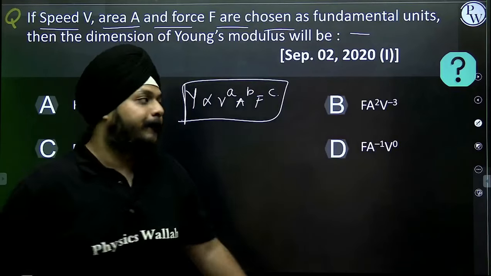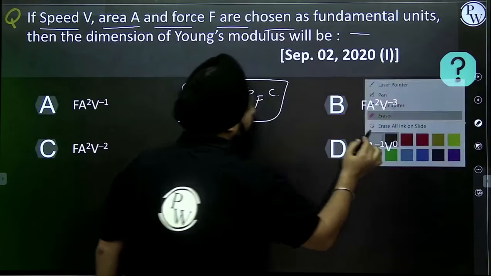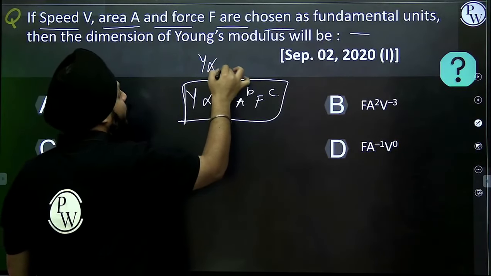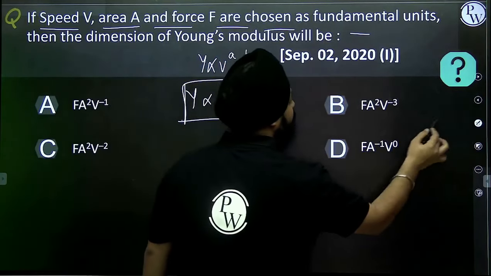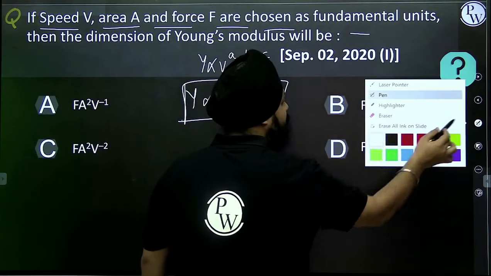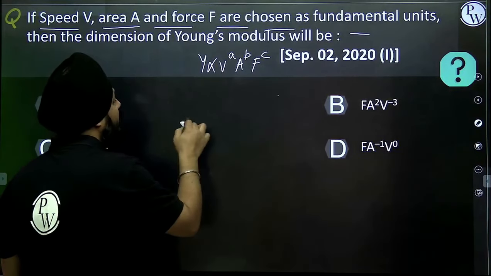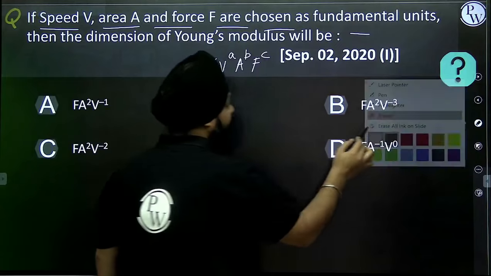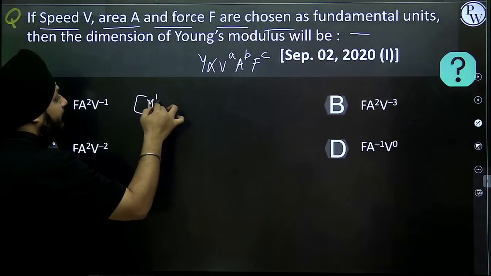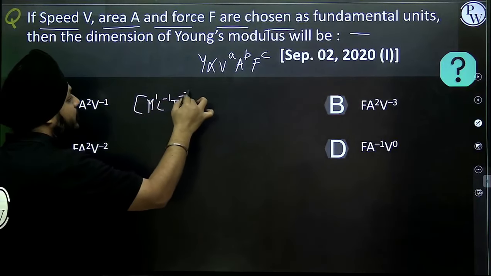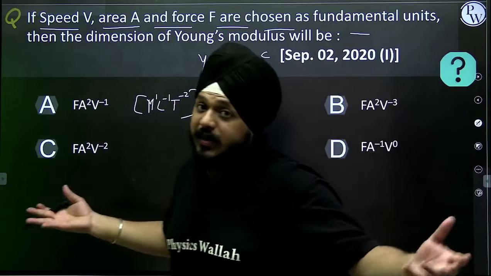Again, I'm writing this. Y is directly proportional to V to the power a, area to the power b, force to the power c. Y is Young's modulus, and Young's modulus has the same dimensions as stress and pressure. Now, can I write the dimensional formula of the LHS? That is M1 L minus 1 T minus 2. This is the dimensional formula of Young's modulus.